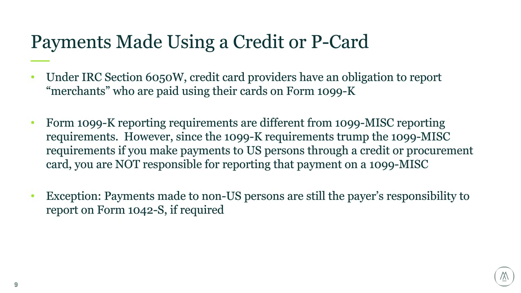But please be aware, payments made to non-U.S. persons are still the payer's responsibility to report on Forms 1042-S if required. So kind of a best practice is to require that payments using P-cards are only made to U.S. persons. The 1042-S or the foreign vendor payments still should go through the vetting process to determine if the payment is U.S. source FDAP income and is subject to 1042-S reporting.